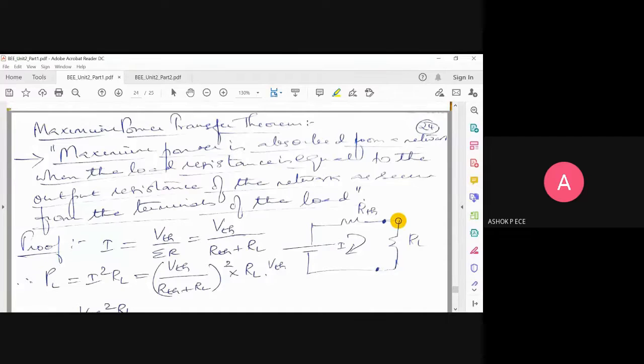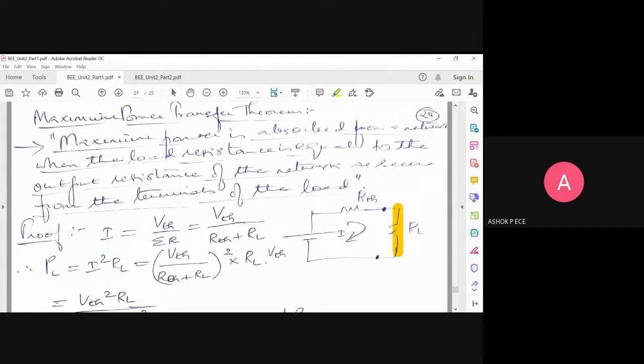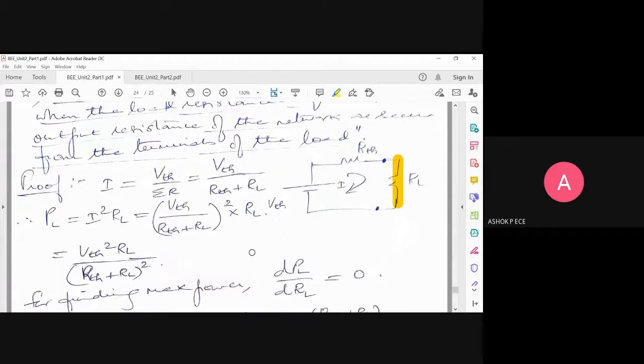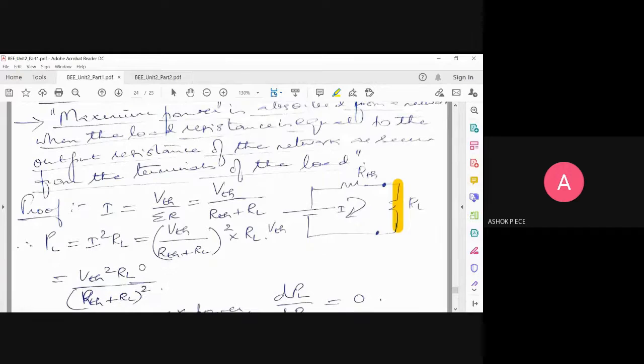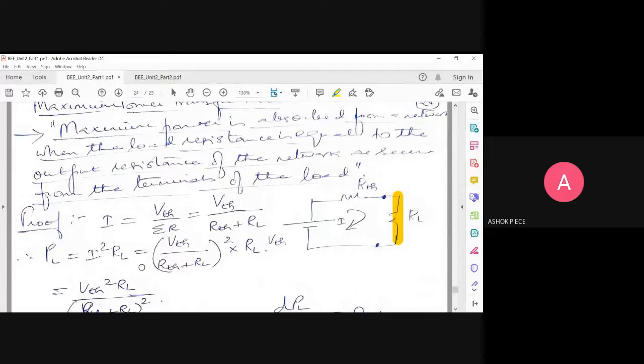So what is the power delivered to your load, PL? PL equals I square RL. With the expression for I, it is VTH by RTH plus RL, the whole square, into RL. So it is VTH square RL divided by RTH plus RL, the whole square. Now the statement itself is maximum power transfer.